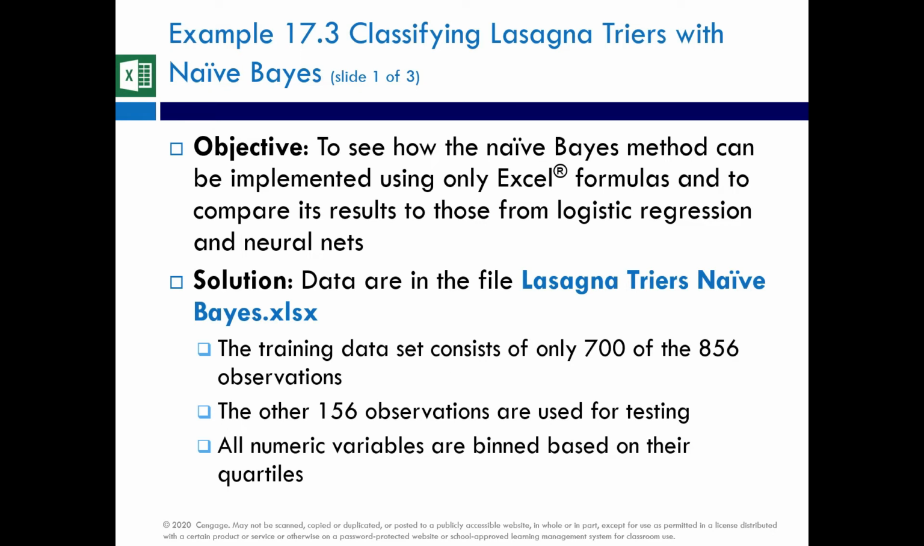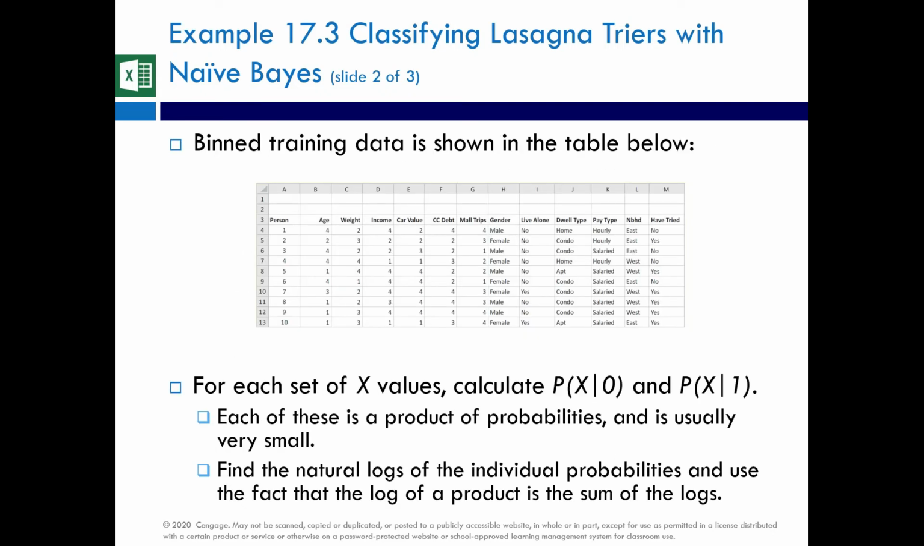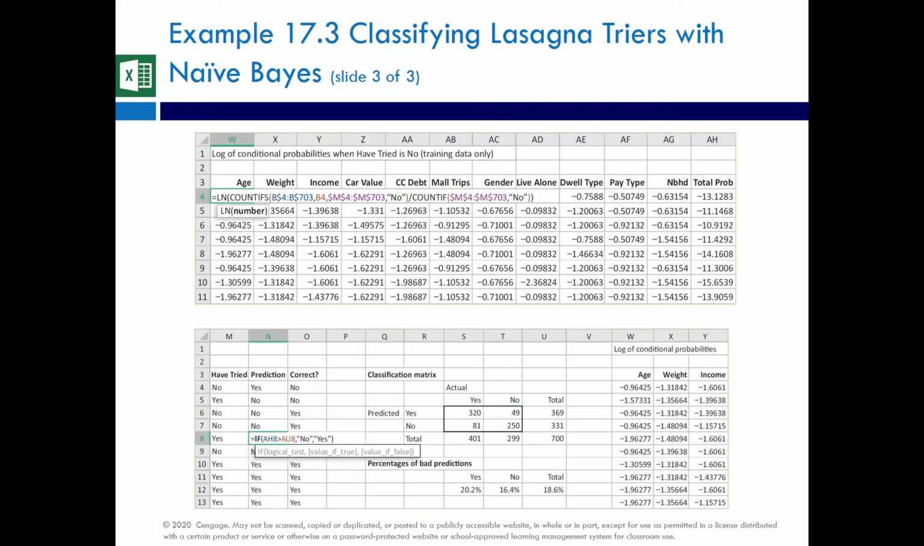Objective: to see how the naive Bayes method can be implemented using Excel formulas and compare the results to logistic regression. The data are also the same as in the earlier design. The training set consists of 700 of the 850 observations. The other 150 are used for testing. All numeric values have been binned based on their quartiles. It looks like this.